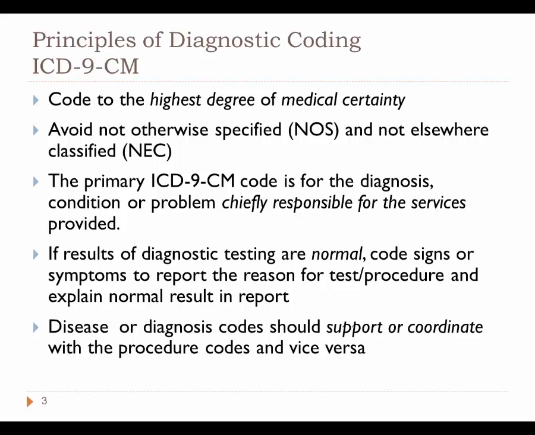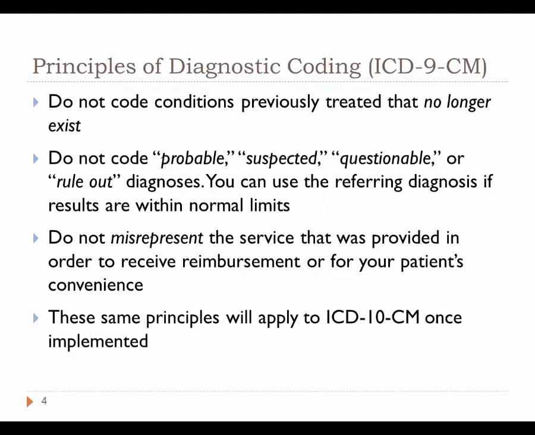Disease or diagnosis codes should support or coordinate with the procedure codes and vice versa. These rules were established by Medicare, but many other payers adopt the same rules. They are: do not code conditions previously treated that no longer exist. Do not code probable, suspected, questionable, or rule out diagnoses. You can use the referring diagnosis if the results are normal.